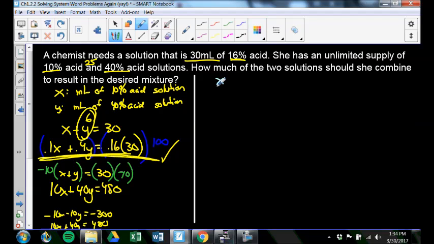Let's say that X represents the milliliters of 10% acid. Instead of saying Y as the milliliters of 40% acid, there's actually something else that we know. I could express the amount of 40% needed as Y, but I could also express it as 30 minus X.